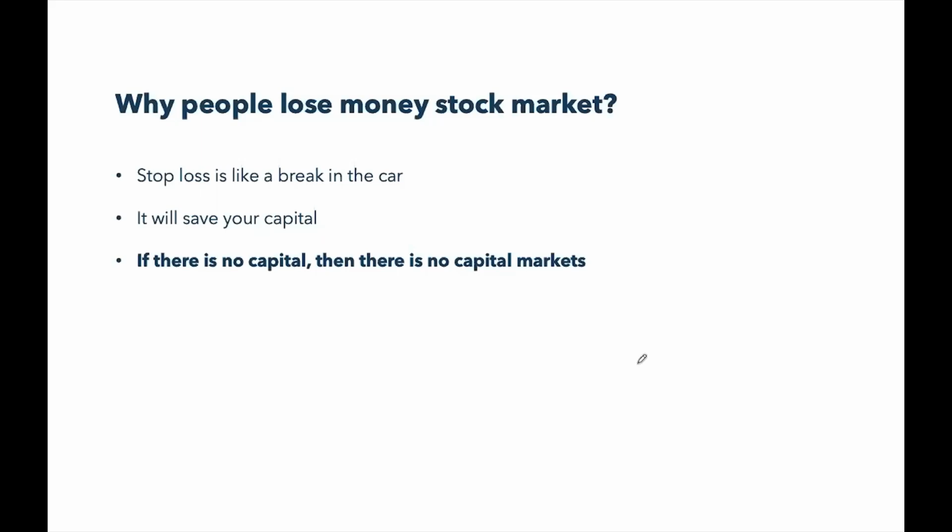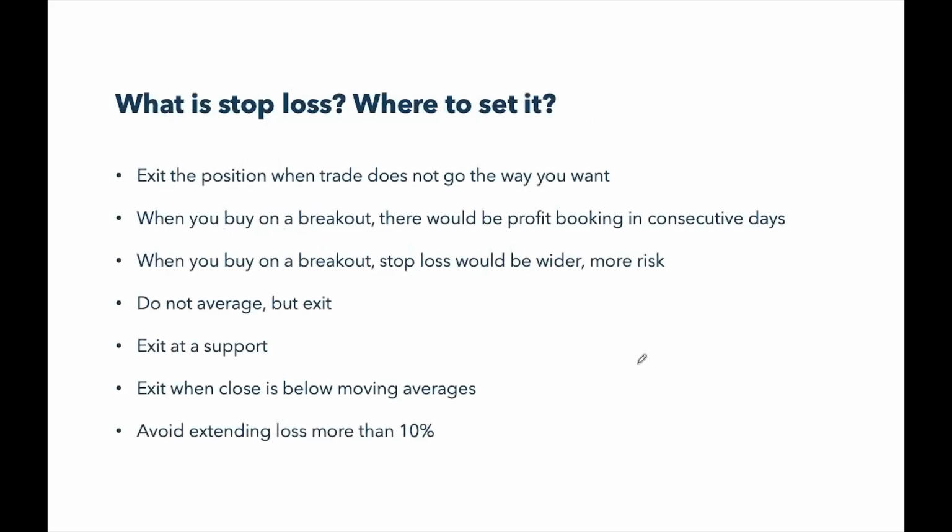A very important line that we all should remember: if there is no capital, then there is no capital markets for us. 100 rupees as capital can eventually give us 110 rupees with a profit of 10%. But if we lose 50% of that, if we come down to 50, there is very little chance of reaching 110. So preserving capital is the most important factor of the stock market, and that will be achieved with the help of stop loss. So what is stop loss and where to set it?